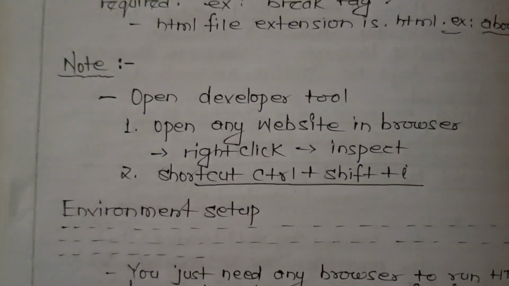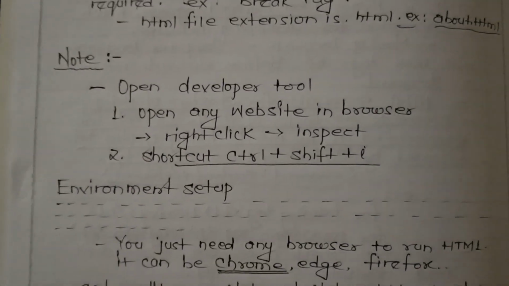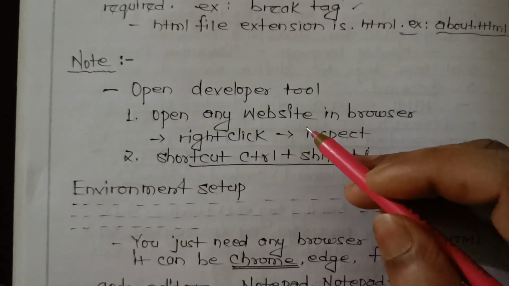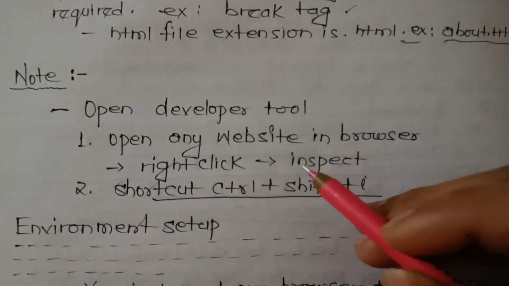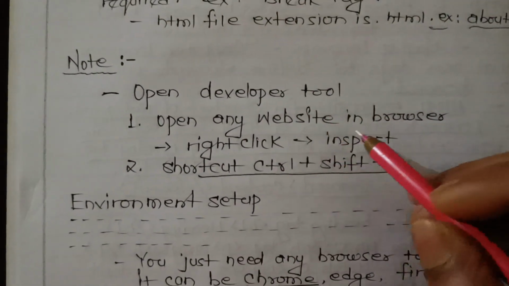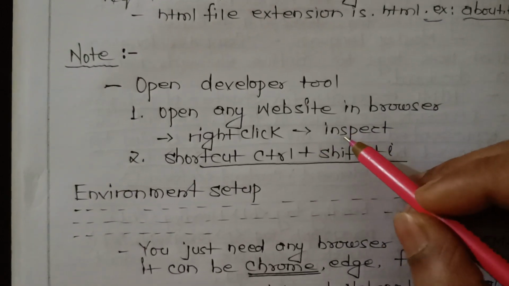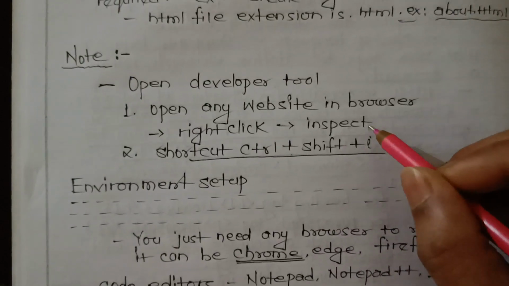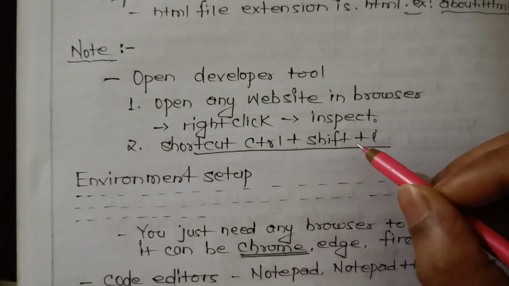Now we will jump to a very important thing: I will tell you how to open the developer tools. Open any website in the browser, right click on it and inspect, right? The shortcut is Control plus Shift plus I, which is the shortcut to inspect any website in the browser.